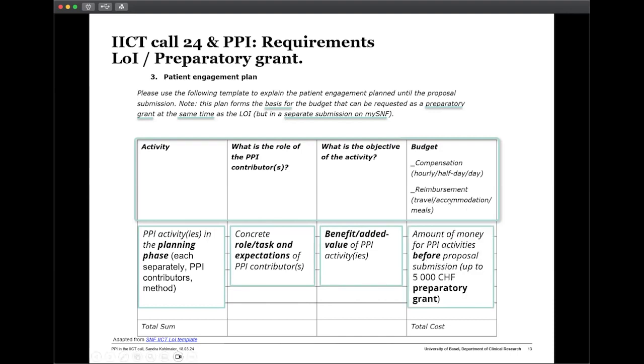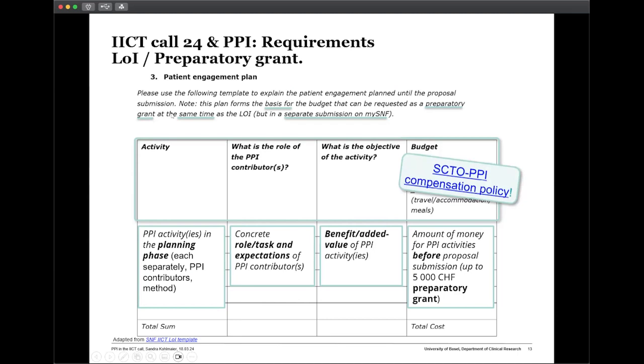And of course, that's why you can also use it for the preparatory grant, because you also have to state what kind of budget you need. As I said, the maximum is 5,000 for the preparatory grant. If you are not sure how to compensate, I think there are some examples later, but as mentioned before, there is this compensation policy of the SCTO where you might find some useful hints.